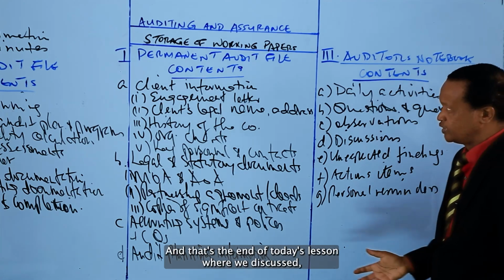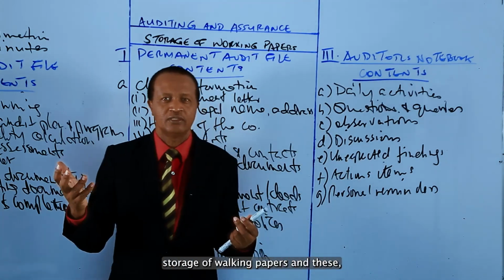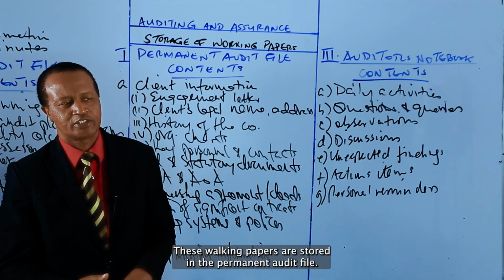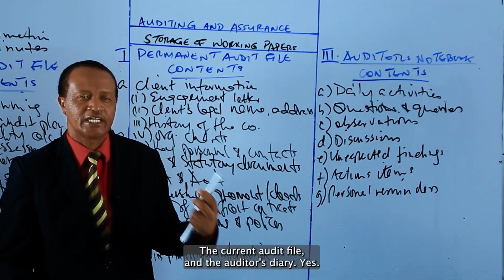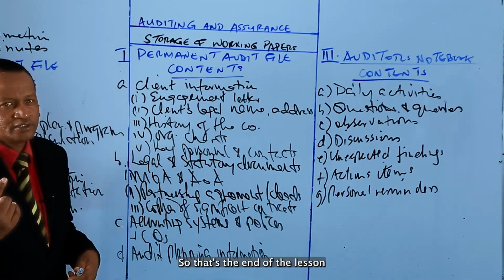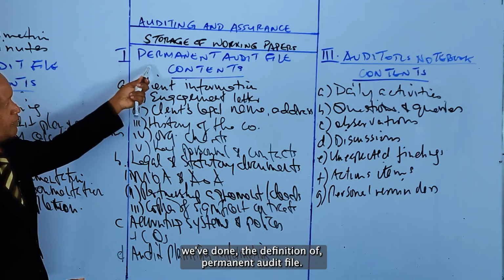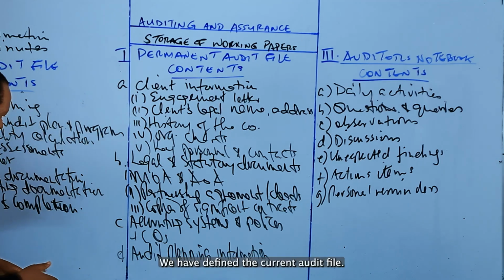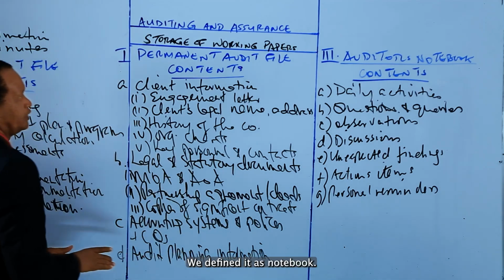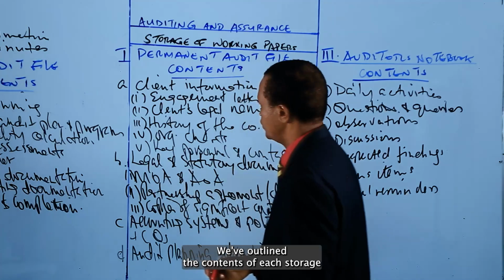And that's the end of our today's lesson, where we discussed storage of working papers. And these working papers are stored in the permanent audit file, the current audit file, and the auditor's diary. So that's the end of the lesson. We've done the definition of a permanent audit file. We've defined the current audit file. We've defined auditor's notebook. We've outlined the contents of each storage.